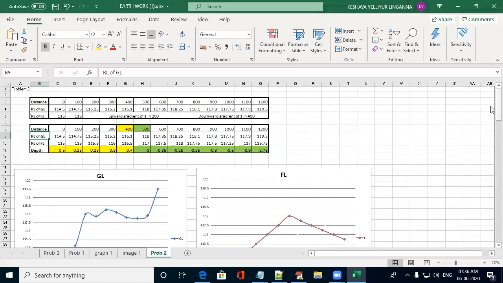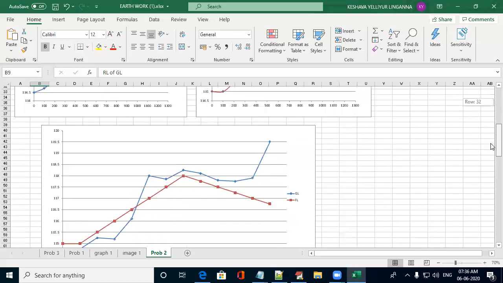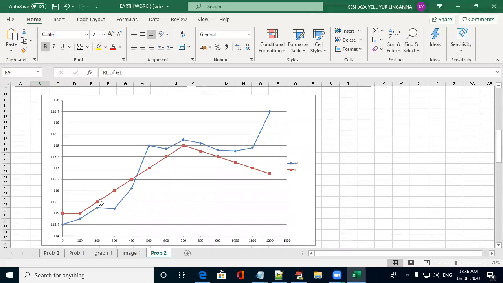In your exam, they may ask you to draw the diagram of the ground profile. The longitudinal section is this, and you have to plot it. Along the x-axis, plot the distance. Along the y-axis, plot the RL to a required scale; depending on the values you have, you can choose your own scale. Plot the graph with the various differences. And this is your ground level and this is your formation level.